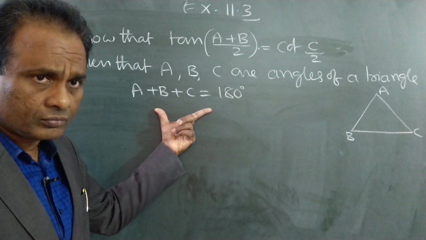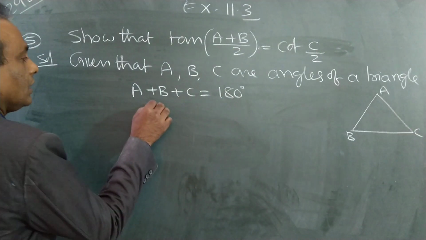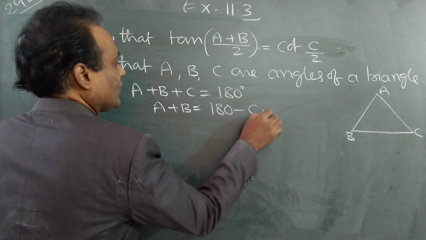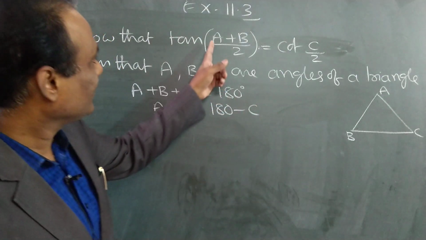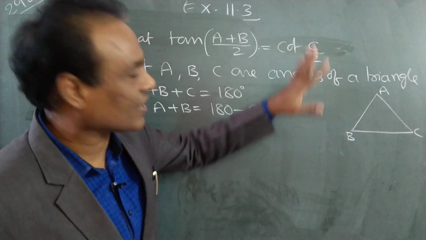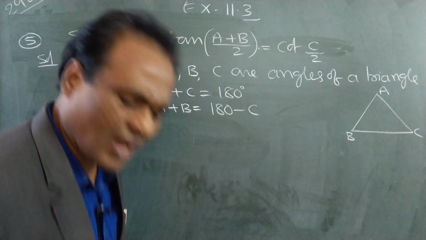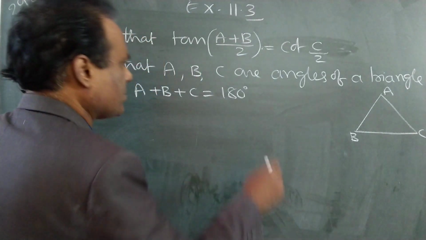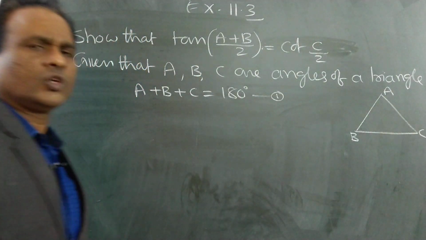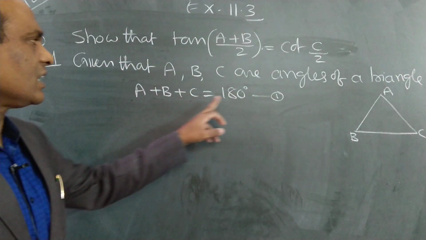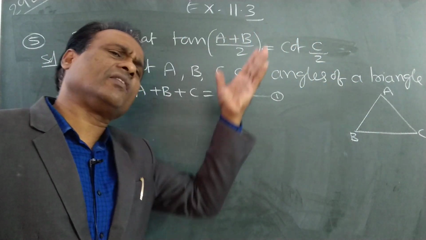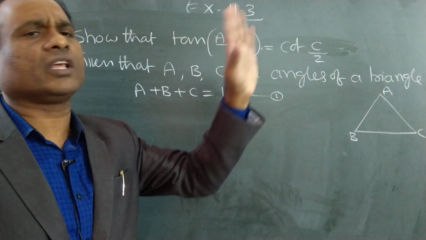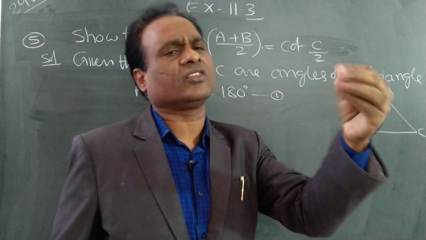This we know. Now, A plus B is equal to 180 minus C. I am writing like this, because A plus B is on one side and C is on the other side. Or let us use it in the problem itself. A plus B plus C is equal to 180. You remember this. Sum of three angles in a triangle is 180 degrees. You studied it when the triangle was introduced in the 6th class.